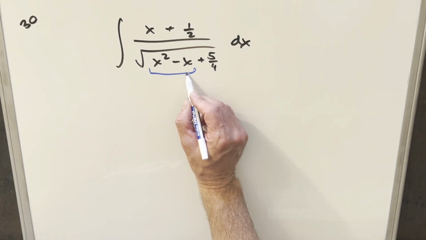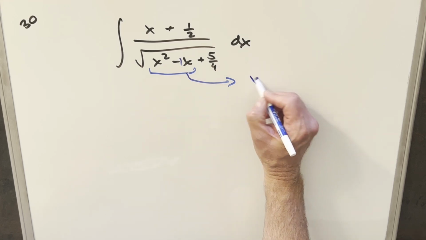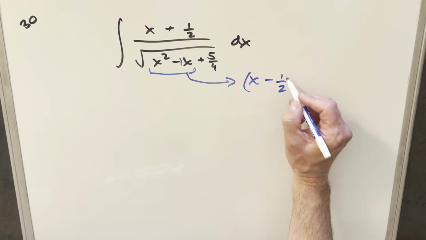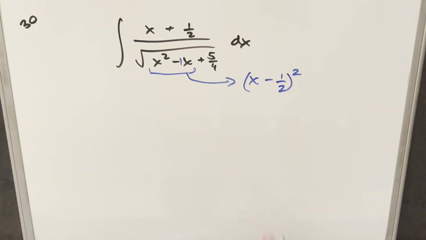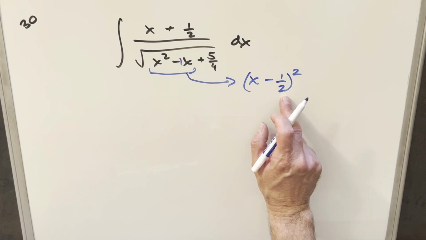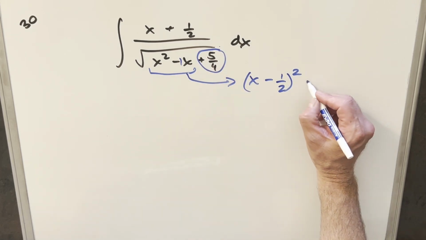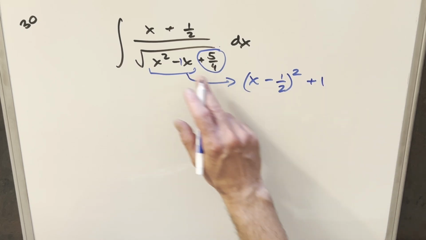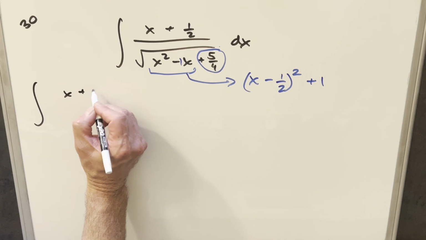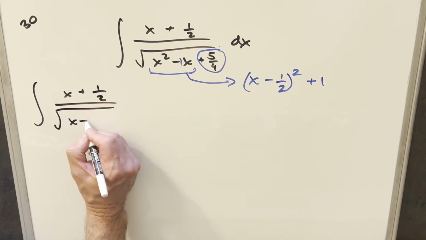So I want to start with this right here. If you look at this 1 and we want to complete the square, we can take 1/2 of that, and so we can square x minus 1/2. If you multiply that out, you're going to have x squared minus x plus 1/4. Well, we have a plus 5/4 here, so if I just add a 1, then this is going to be the same as that. And if I rewrite this in this form, I think you can see that it's in pretty good shape to do a trig substitution.